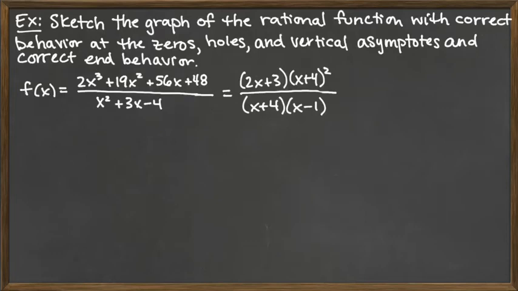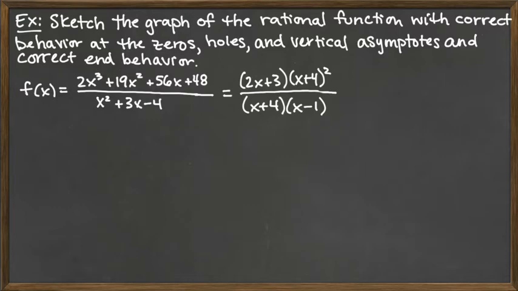In this example, we're going to sketch the graph of a rational function, making sure that the behavior is correct at the zeros, holes, and vertical asymptotes, as well as having correct end behavior. Now, this rational function is given in such a way that the polynomial on the top and the bottom is both an expanded form as well as factored form. And really, the factored form is the more useful form, because from the factored form, we can actually read off the information that we want.